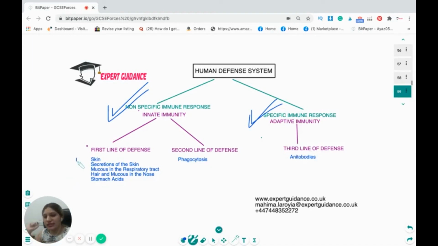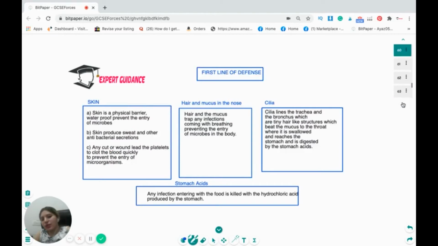So these are the skin, secretions in the skin, the mucus in the respiratory tract, the hair and the mucus in the nose, and the stomach acids. Then the second line of defense is phagocytosis, which is the white blood cells, which come and eat away the infections. Now, after these first and second lines of defense, or the non-specific immune response, if the infection does not go away, then your body comes with a third line of defense, which works with antibodies, and that is the adaptive immunity or the specific immune response.